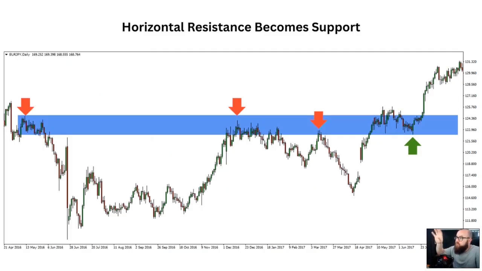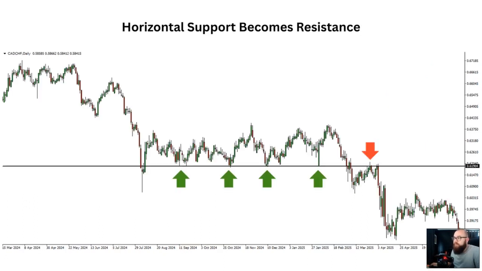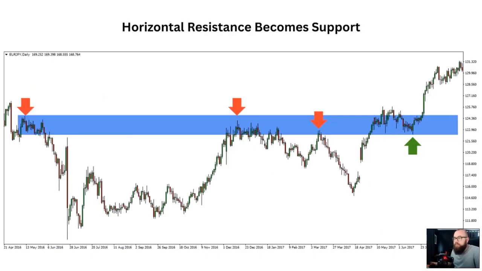Here we have a horizontal resistance zone area that becomes bullish. Have a look at that. See how price reverses as resistance, a horizontal resistance, three major times. Price eventually breaks above the area here and is now support. So the ceiling becomes a floor and the floor becomes a ceiling.